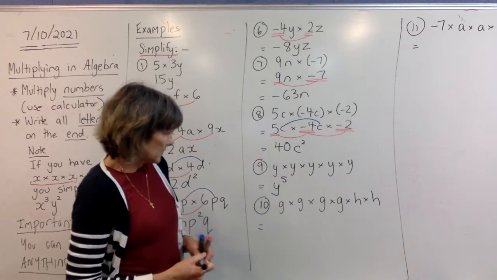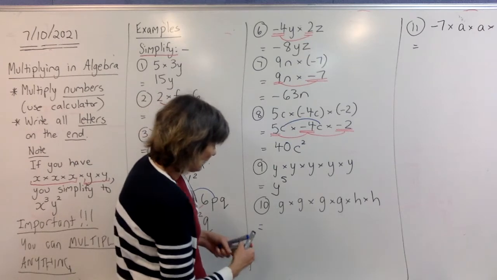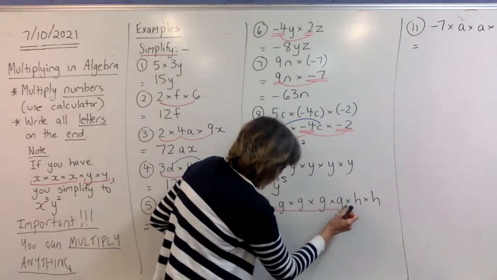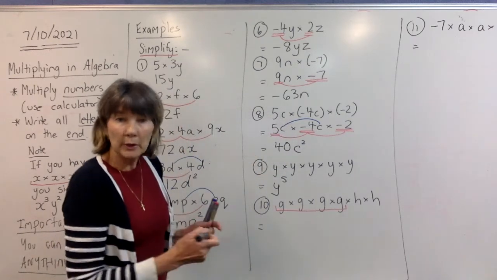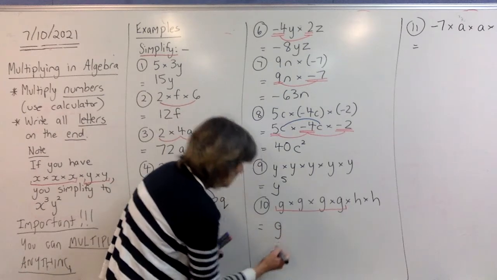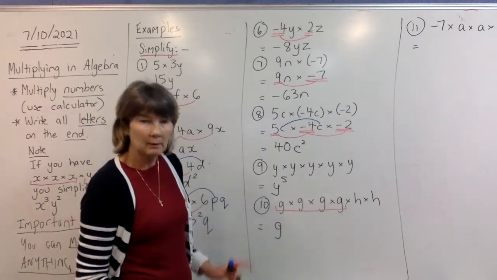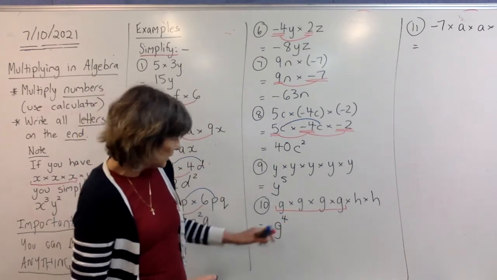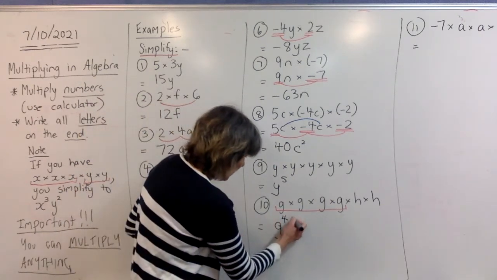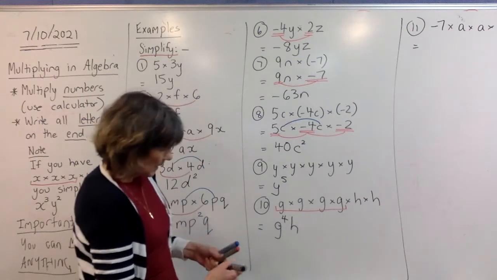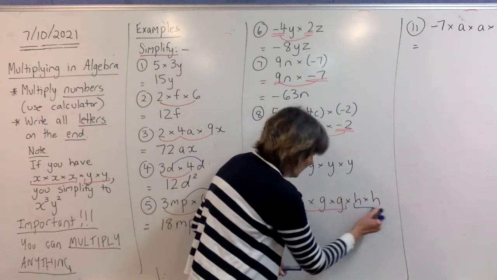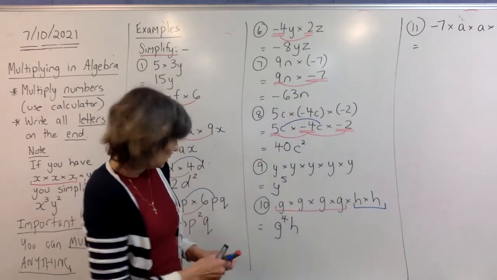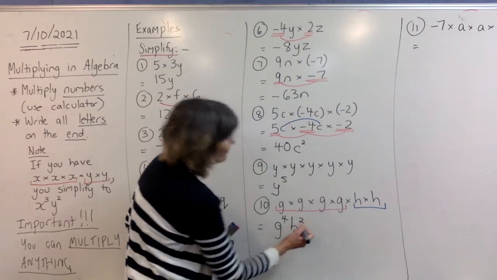All right, what about this next one? Let's look at this bit first. What would that be? We only write the G once. And how many do you see? 4. That goes up the top. Now we don't write any time sign down, we just go straight to writing our H. And how many do you see here? 2. So we write a little 2 up the top.